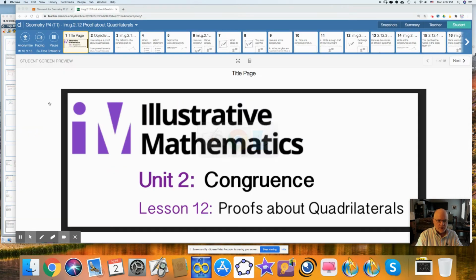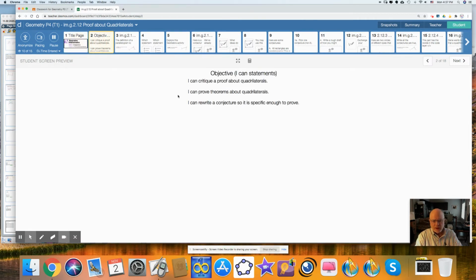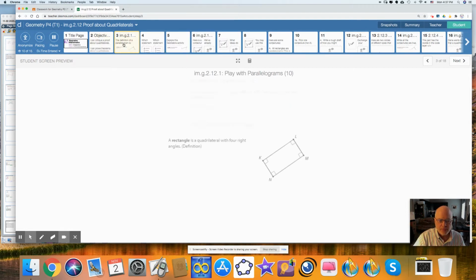Instead, we're going to look at today's lesson. I can critique a proof about quadrilaterals. I can prove theorems about quadrilaterals. I can write or rewrite a conjecture so it's specific enough to prove.